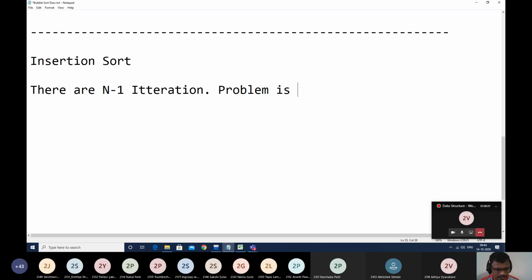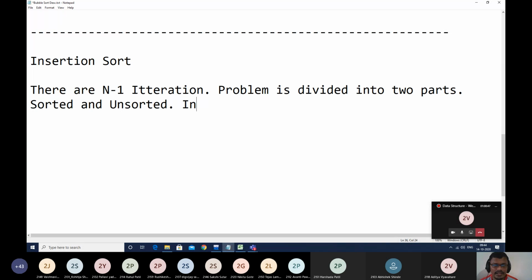Problem is divided into 2 parts, sorted and unsorted. Initially, first element is by default sorted.